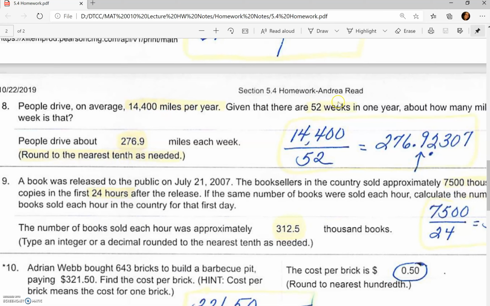When you get down here, it's talking about people driving so many miles per year. And we know there's 52 weeks in 1 year. Okay, so we're dividing by the 52 weeks to see how many miles people are driving each week.